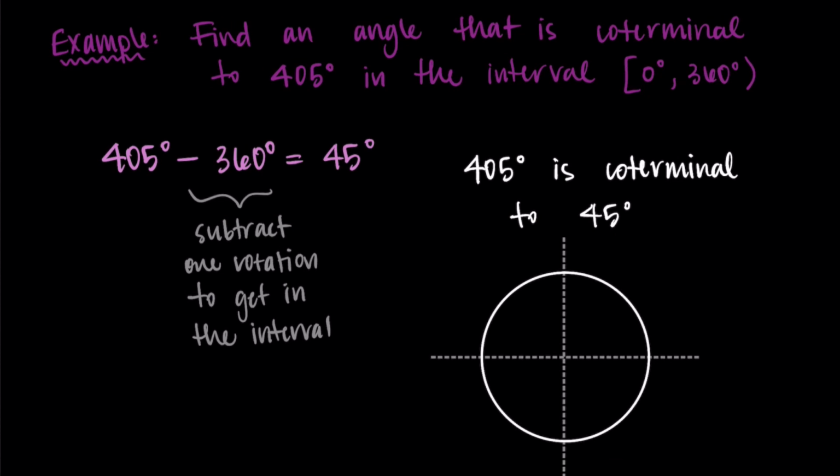And if we draw it, we could think about going the full revolution, the 360 degrees, and then 45 more for that 405 degrees. And this would mean that it is coterminal to 45 degrees if we just drew that. So this method of subtracting one rotation to get us into the right interval is going to just help us do this by hand rather than trying to visualize it on a graph. It's not always subtracting one rotation. In some cases you might need to add one rotation, or you might need to do more than one. So let's go through some examples where those other cases happen.